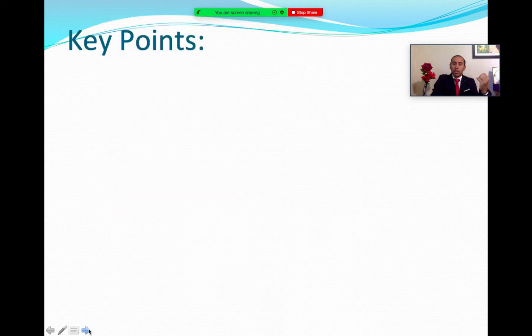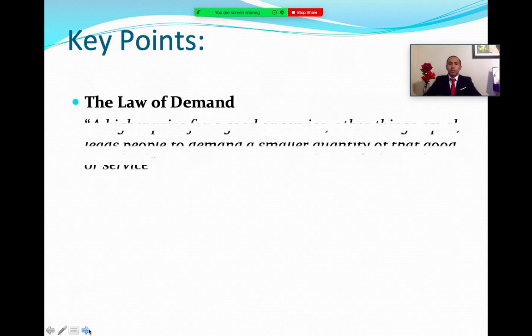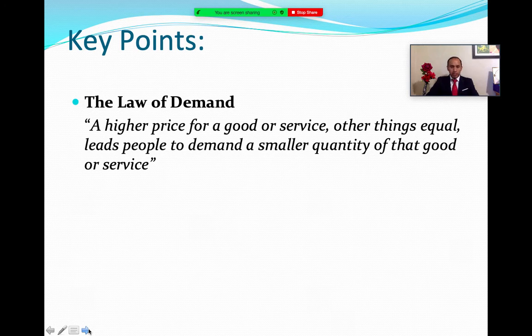So the law of demand is very consistent for most goods and, if not all, of the goods and services. The law of demand is one of those fundamental pillars that specifies that as the price of a good or service increases, everything else constant, it leads people to demand a smaller quantity for that good or service. If you lower the price, everything else constant, it leads people to demand even more quantity of that good or service. So the law of demand is an inverse relationship with quantity demanded. Higher prices, people buy less. Lower prices, people buy more.